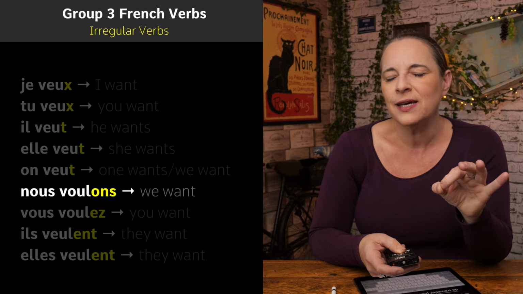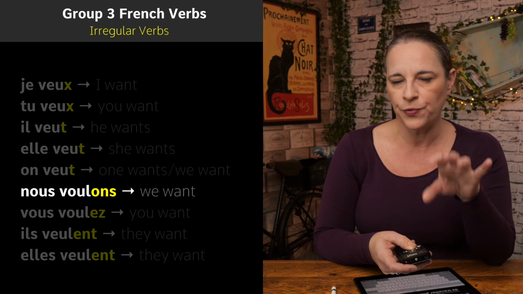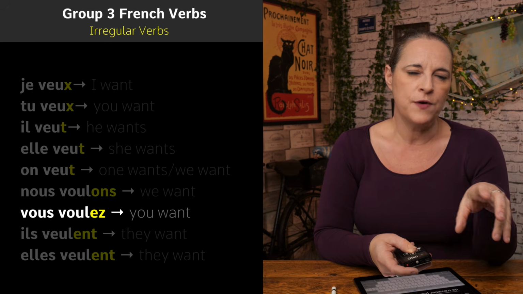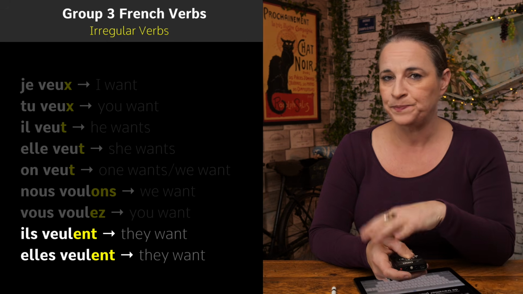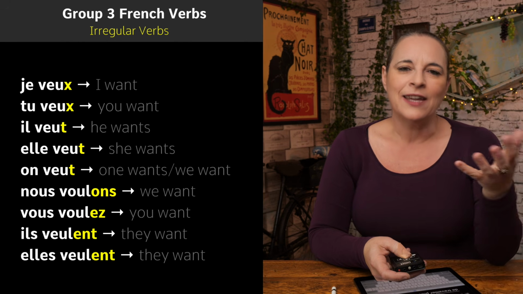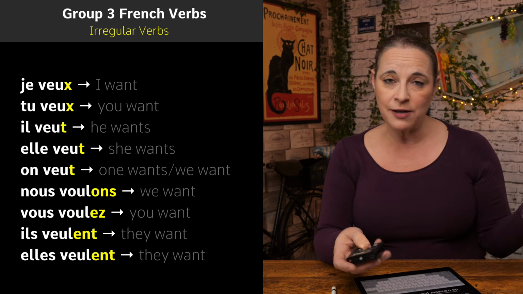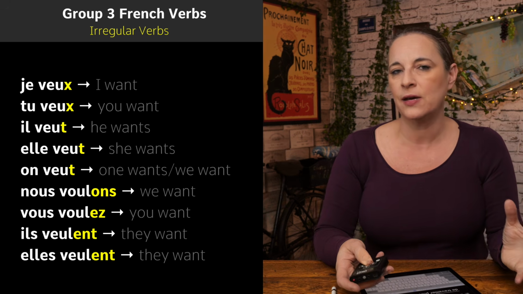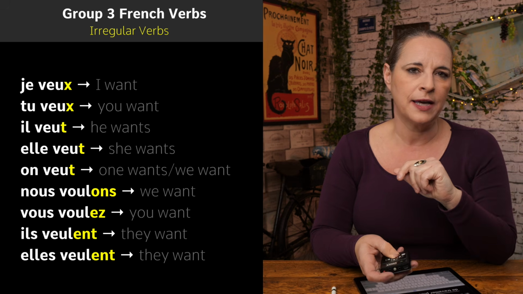Nous voulons, and then it transforms into a little bit the same as vouloir. Nous voulons, we want. Vous voulez, you want. Il and elle veulent, they want. I mean, again, please learn these verbs by heart and have a chart of 10 verbs in an irregular group, and try to learn them by heart.